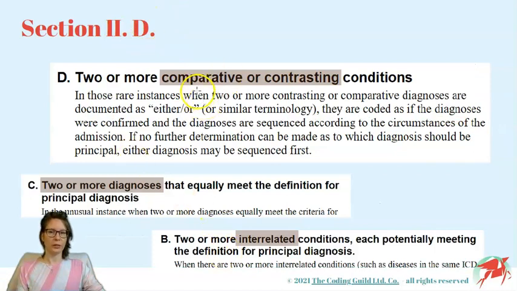First of all, let's notice the difference between this and the previous guidelines. We have had two or more interrelated conditions that just exist at the same time, and now we are looking at comparative or contrasting conditions. In those rare instances when two or more contrasting or comparative diagnoses are documented as either/or or similar terminology, they are coded as if the diagnoses were confirmed and the diagnoses are sequenced according to the circumstances of the admission. If no further determination can be made as to which diagnosis should be principal, either diagnosis may be sequenced first.